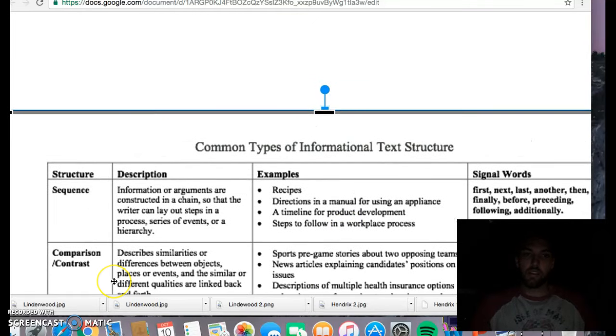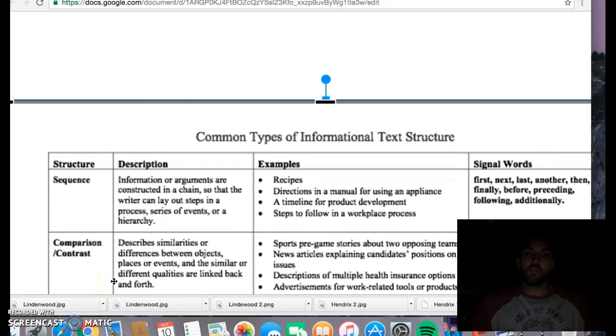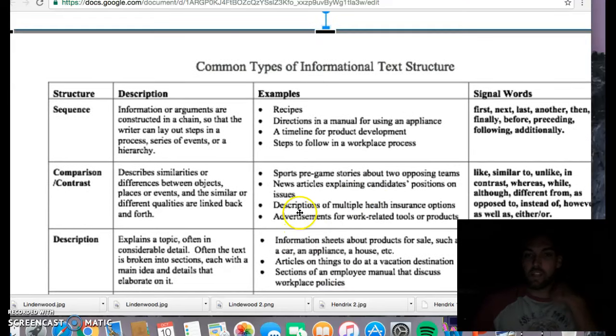The second type is compare-contrast. This is where you're comparing similarities and differences between 2 things. Think of a lot of what you guys like to argue about. Who's better, Kyrie Irving or Stephen Curry? Who's the greatest of all time, Michael Jordan or LeBron James? Comparing and contrasting. Well, they have these strengths but these weaknesses. A lot of times advertisements too will be like that, saying try this product instead of this. It has this advantage but this disadvantage.